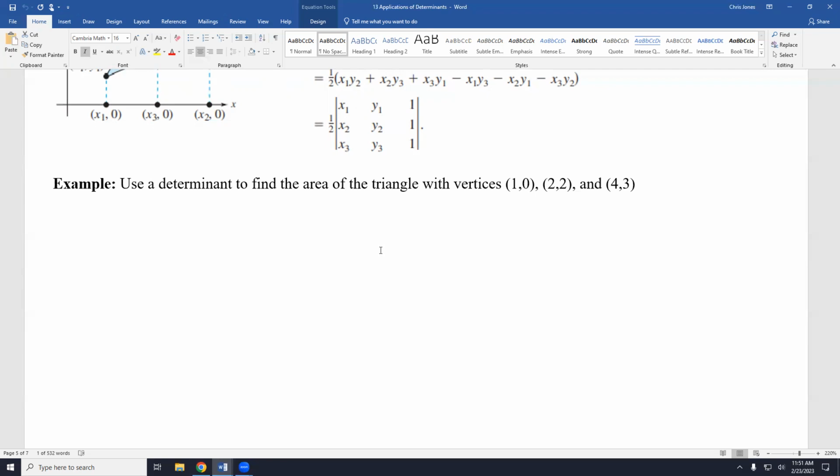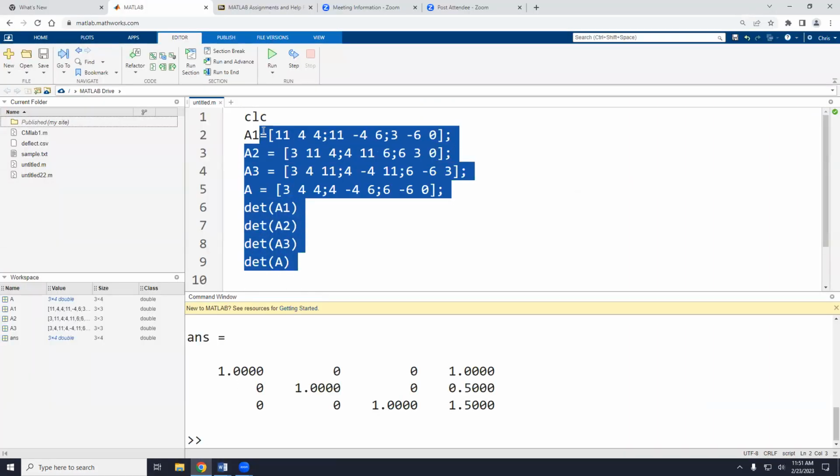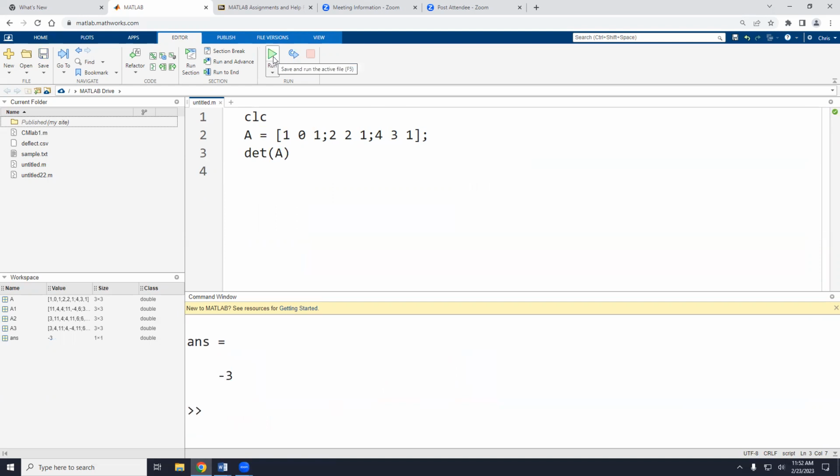Now in MATLAB, I'm just going to use MATLAB to find that. Let's call it A. A was [1 0 1; 2 2 1; 4 3 1], right? I'm going to find the determinant of A. Notice I still have to multiply that by 1/2.